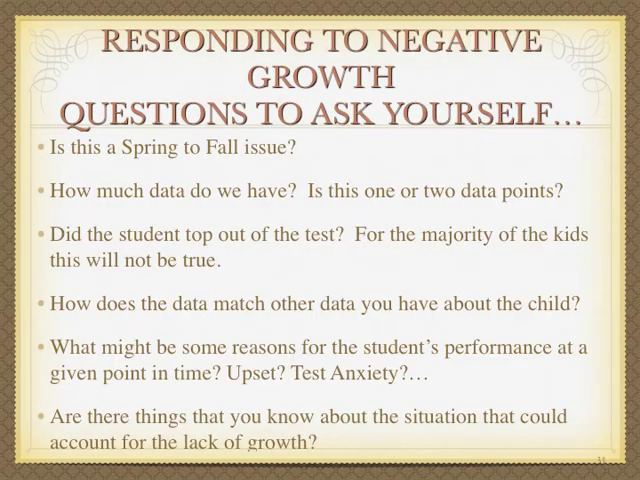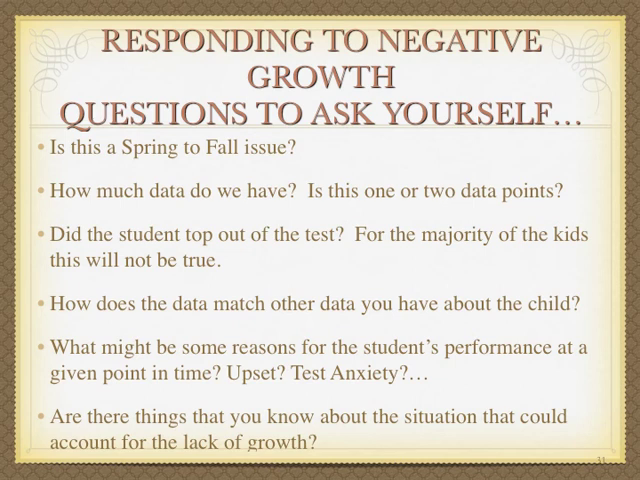When we see negative growth, I think we have to ask ourselves a few questions. 1, is it a spring to fall issue? Do we have some summer regression? 2, do we actually have enough data? One of the ground rules I use is that we need 3 points of data in order to understand where a child's truly at. Some of that could be classroom data, AIMSweb data, and MAP data. But we're looking specifically at the MAP. We really want 3 points of MAP data to compare if we're looking at a MAP analysis by itself.